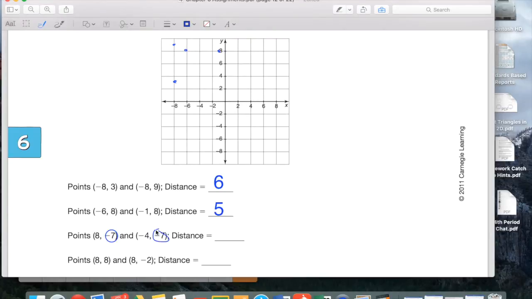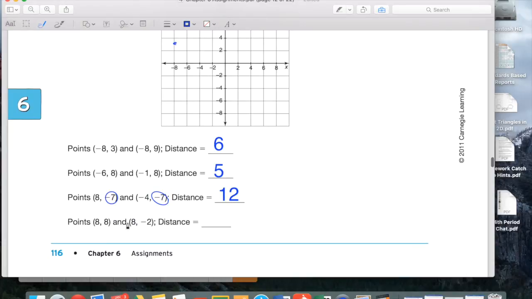and -7, so we're going to look at the difference between 8 and -4. And the difference between 8 and -4 is going to be 12. Then here we have 8 and 8, so we're looking for the difference between 8 and -2. The difference between 8 and -2 is 10.